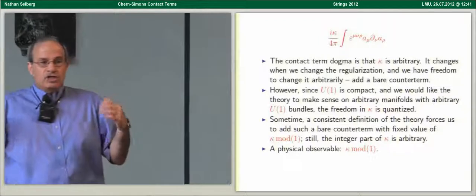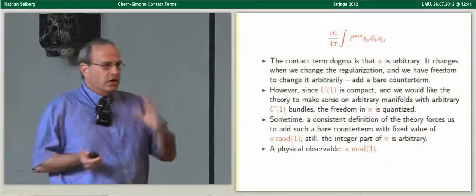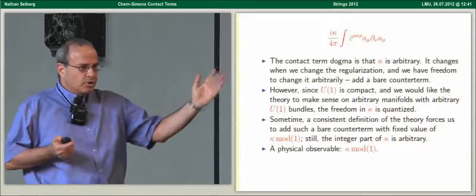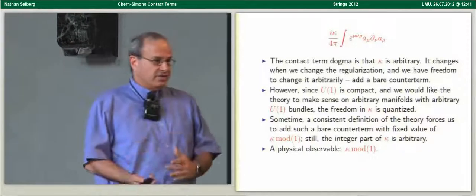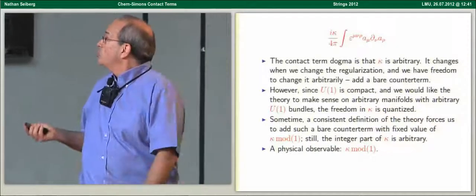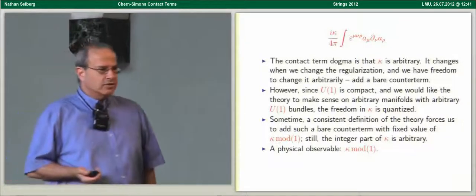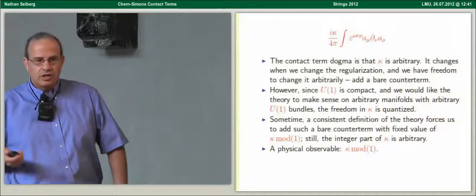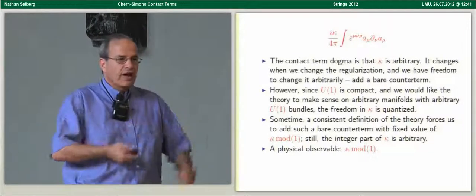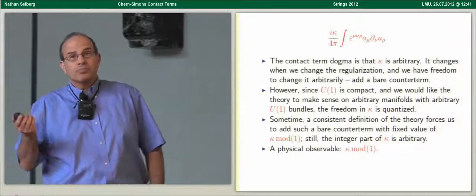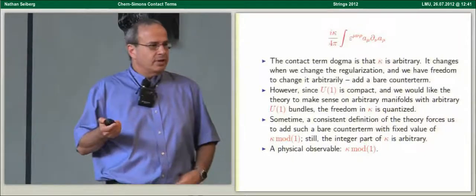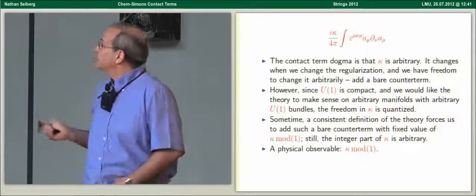So unlike the general contact terms I mentioned before, the integer part is arbitrary, but the fractional part is physical. So kappa mod 1 is a physical observable. This is a physical observable which characterizes the theory, and it can be measured. And there are examples of that in the Hall effect and various other examples which were published in various three-dimensional theories with different amount of supersymmetry.